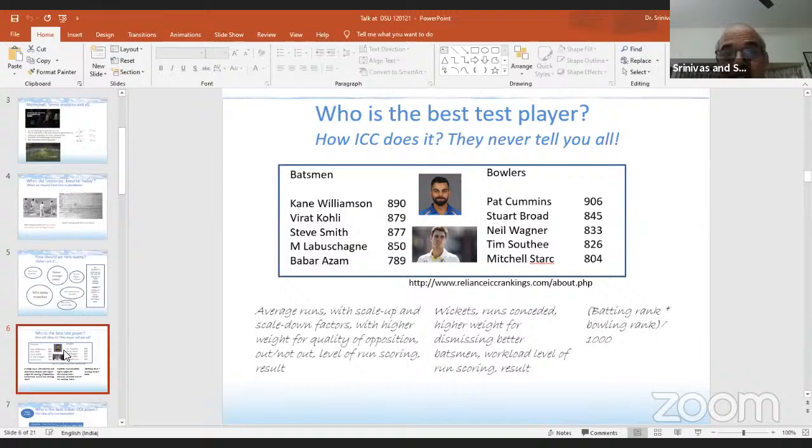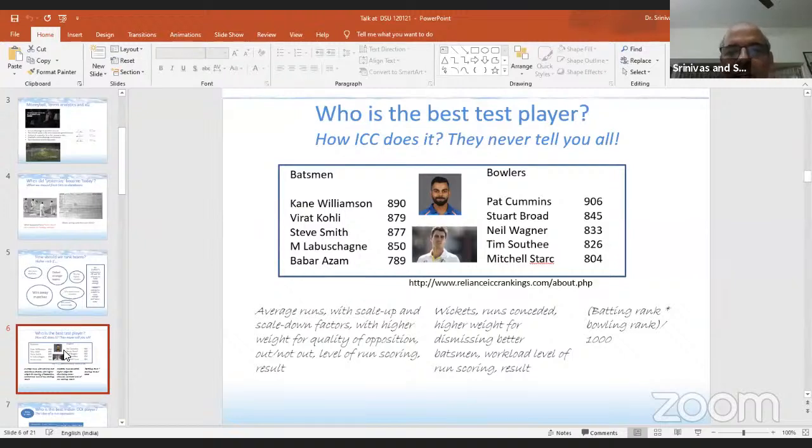These are the latest numbers. Incidentally, last night I stayed awake and went to all those sites and made sure I give you the latest numbers. So currently, Kane Williamson is 890. Virat Kohli is 879. Steve Smith is 877. You're seeing these numbers. What do these numbers mean? It tells you that the higher the number, the better you are. Agreed. It also tells you, or rather you can guess looking at the numbers, that the upper limit is kind of 1,000.